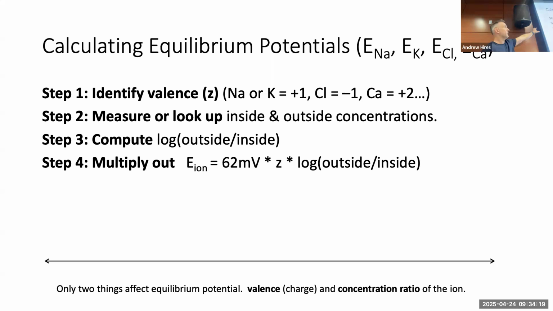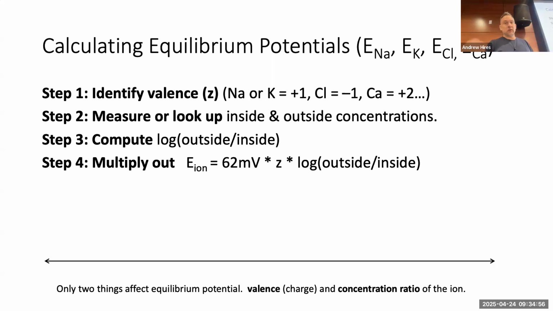And then finally, we've got calcium. Calcium is a divalent cation. It has a charge of +2. So if you're going to use the Nernst equation, you first need to know the charge, the valence. We also write that as Z here. So +1, -1, or +2. Then all you have to do is look up the inside and outside concentration of that specific ion. It doesn't matter what the concentration of any other ion is for the equilibrium potential. All you care about is this one ion.